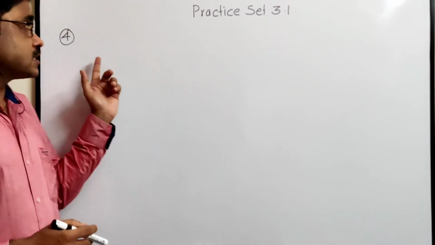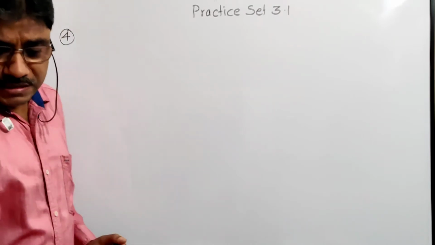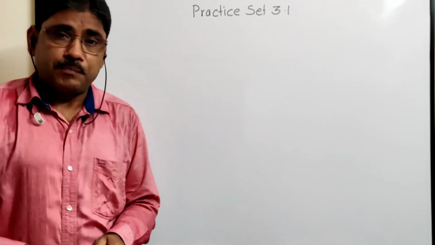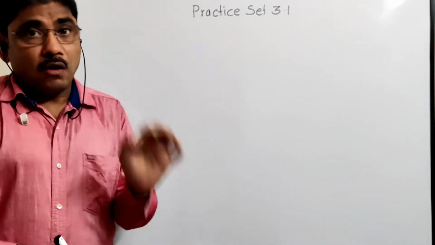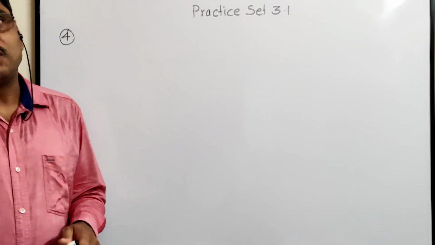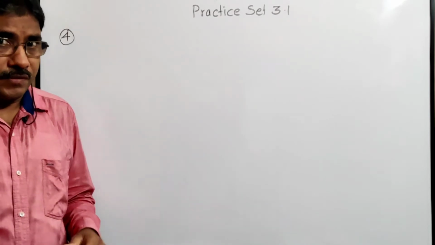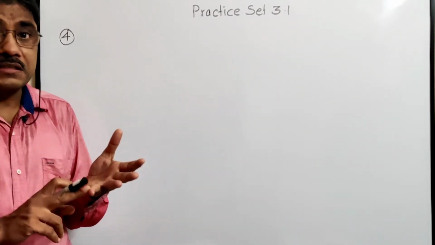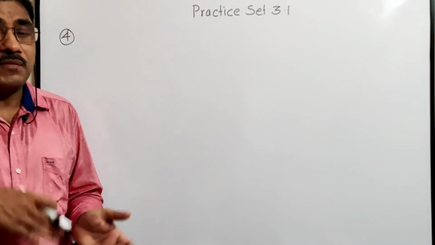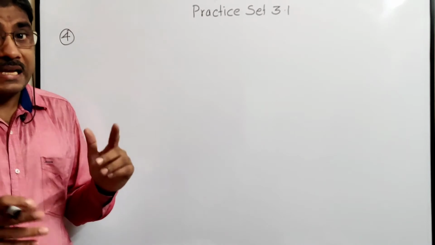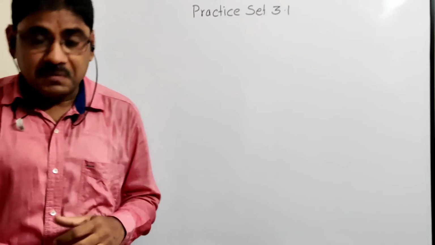Now here it is the fourth sum from practice set 3.1. It is a statement sum, so I am reading that statement sum. Listen with concentration. The measure of one angle of a triangle is twice its smallest angle. Measure of one angle is twice the measure of the smallest angle, and measure of the other angle is thrice the measure of the smallest angle. Then find the measure of the three angles.